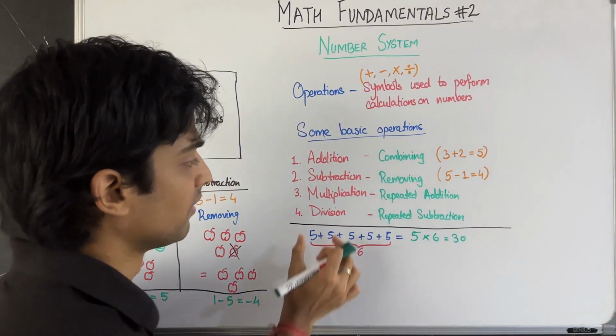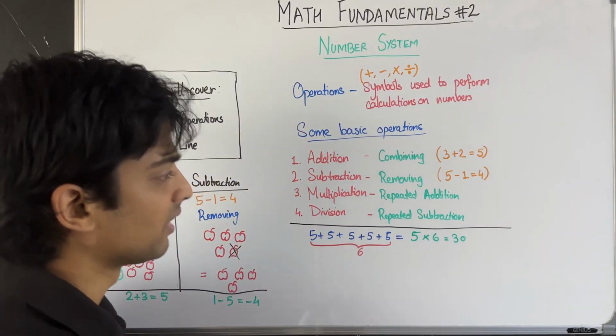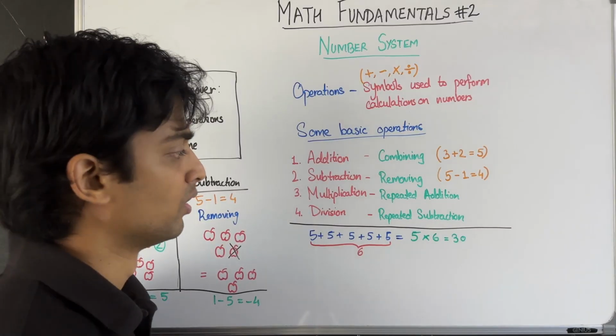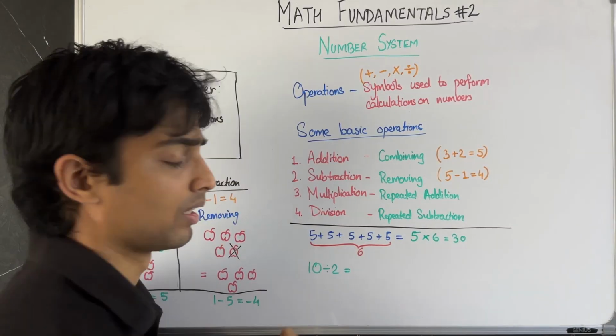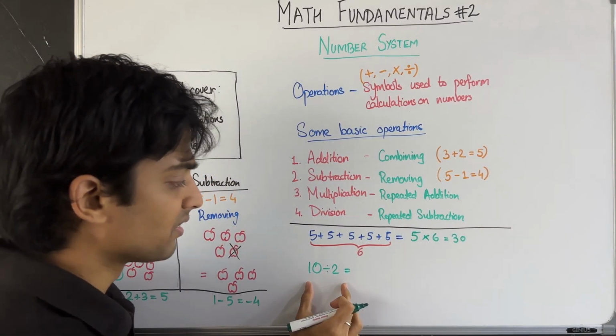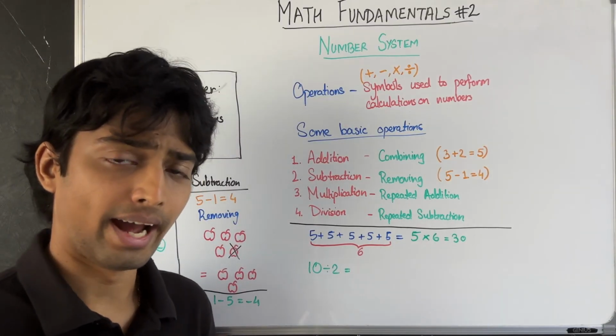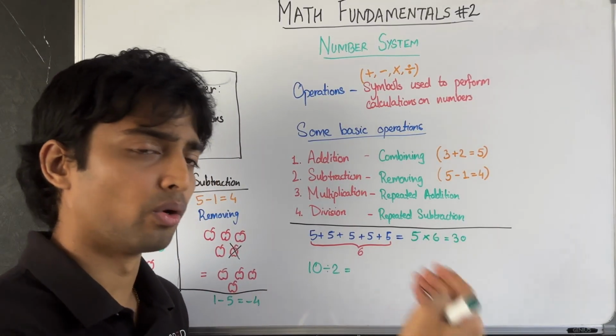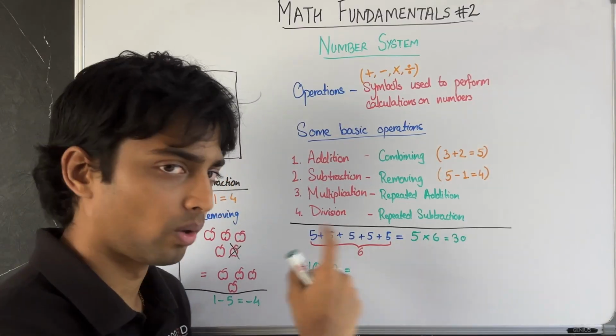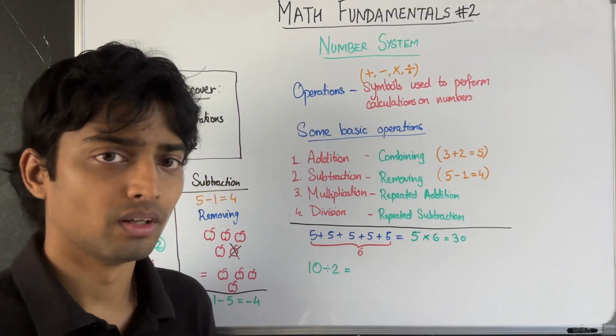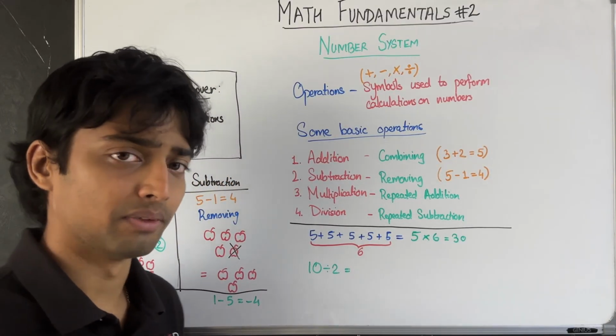Now, what is division? Division is nothing but repeated subtraction. Let's take 10 divided by 2. Now, what does this mean in the real world? Let's say you have 10 chocolates and you want to divide it between you and your friend. So 10 chocolates divided by 2. The answer is 5. So each one gets 5 chocolates.